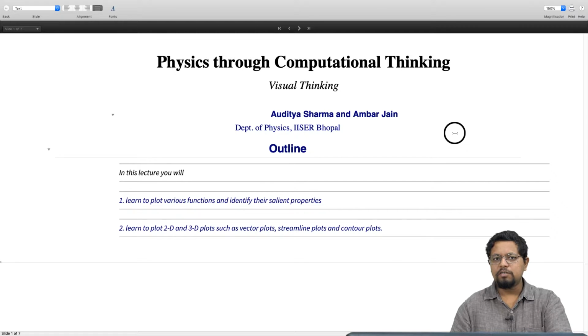Back to Physics through Computational Thinking. In this video, we'll continue to learn about plotting and visual thinking. We'll learn about salient properties of functions and how to plot them, how to identify them from the plot. We'll also learn to do two-dimensional and three-dimensional plots for vector plots, streamlines, and contours. So let's go ahead and get started with this.